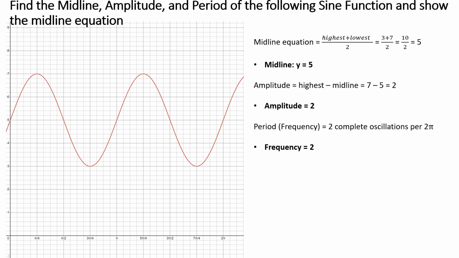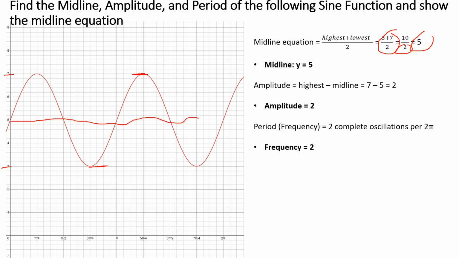Now, how do we find the midpoint? There's a simple equation. It's my lowest point plus my highest point added together, divided by 2. In other words, my lowest point here is 3. My highest point is 7. 7 plus 3 is 10. I divide it by 2, and I get 5. And you see there is the midpoint right there.